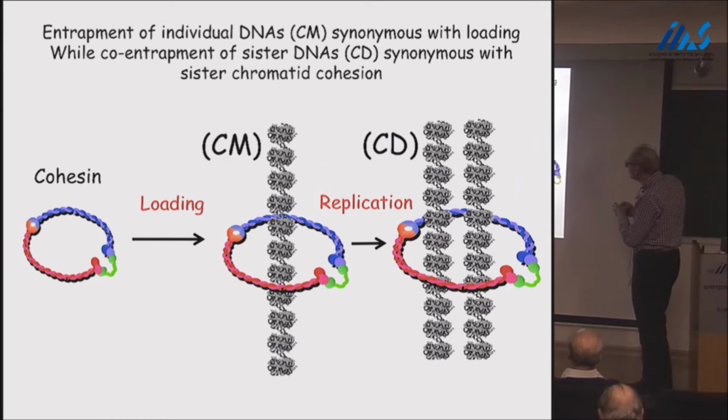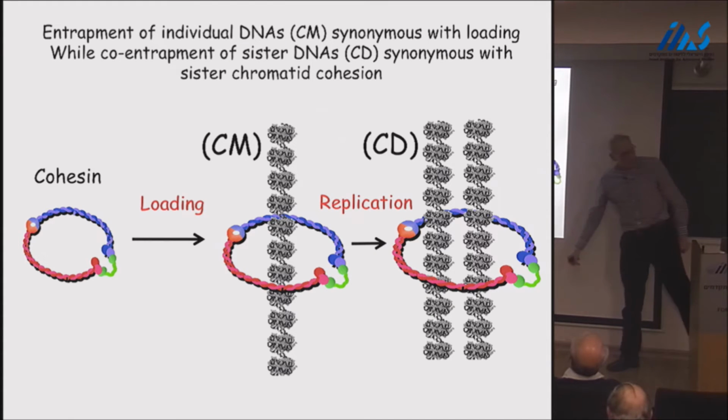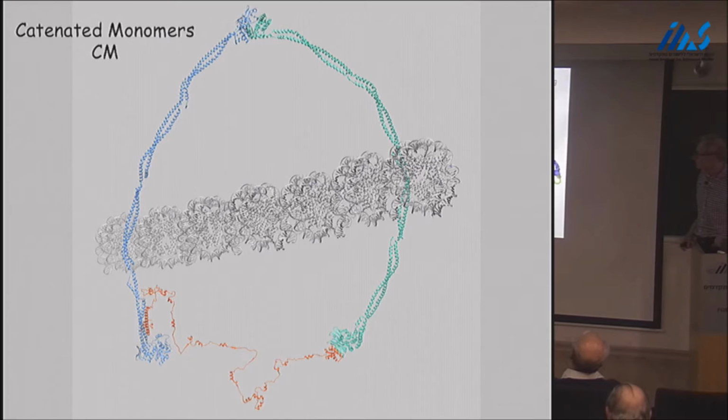So what we believe, therefore, is when cohesin loads onto chromosomes, it traps a DNA, and that's loading, and we can measure that with these small mini chromosomes as CMs, and when you undergo replication and hold sisters together, then you're trapping the two DNAs inside these rings. That's what we believe we can conclude from these experiments at the moment.